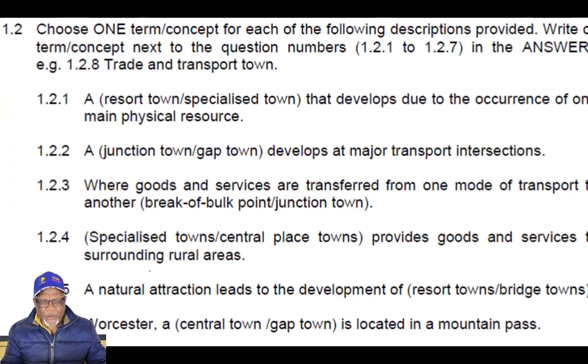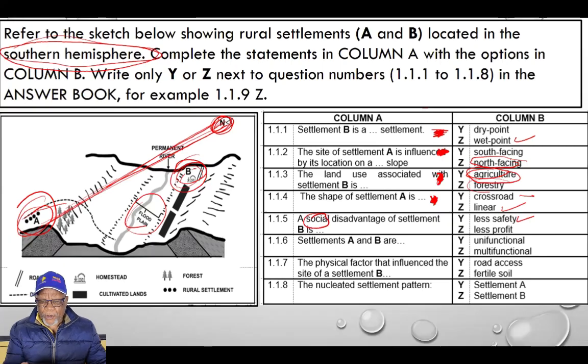Okay, let me quickly go back to settlement A and B. Are they unifunctional or multifunctional? These settlements are rural settlements because you can see they are found closer to the source of water, which is the river, and flatland. So you can see it is a homestead. So they are unifunctional because these are rural settlements.